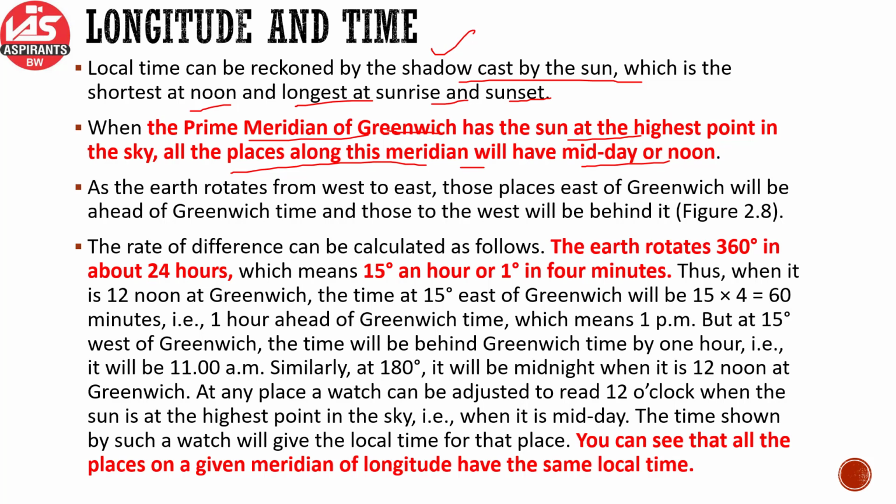Now as the earth rotates from west to east, that's what we talked about, those places which are east of Greenwich will be ahead of the Greenwich time, obviously, because they have already seen the sun, but Greenwich is yet to see the sun. So the places east of Greenwich will be ahead of the Greenwich time, and those off to the west will be behind it.